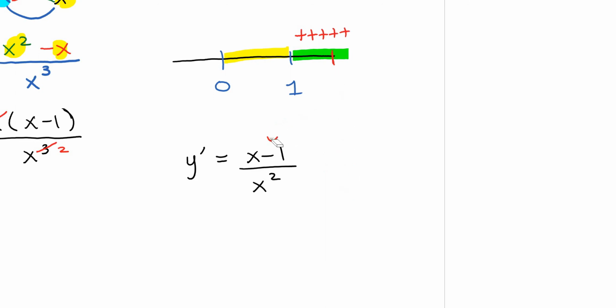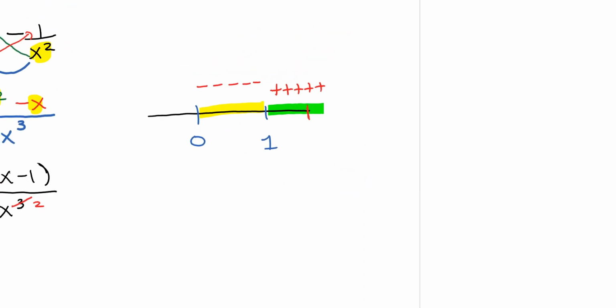Okay, let's erase that. And then if I pick a number between 0 and 1, maybe a very safe number is 0.5. If I plug 0.5 into the numerator, I do get a negative result. 0.5 minus 1 is a negative result, and the denominator is always positive. So a negative divided by a positive gives you a negative result in the yellow region.